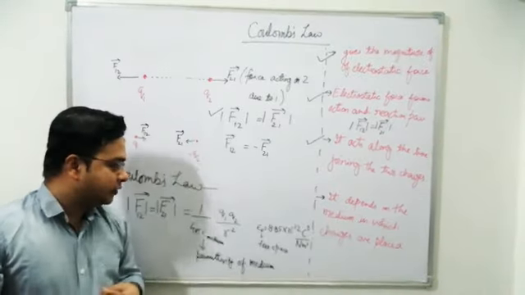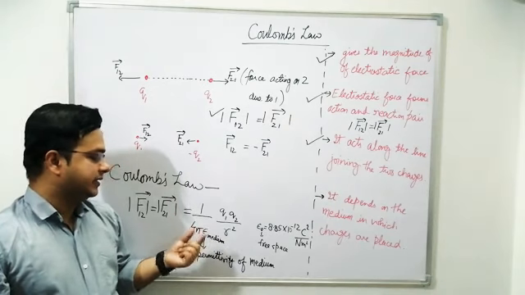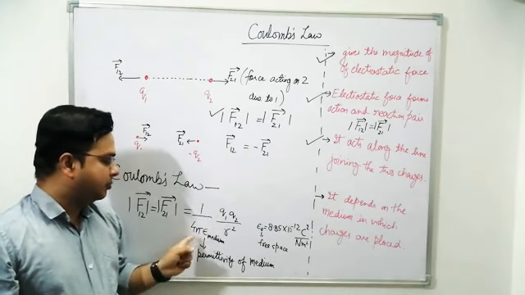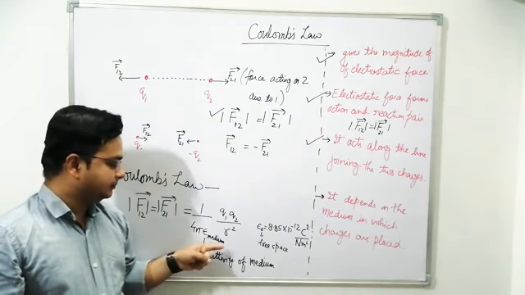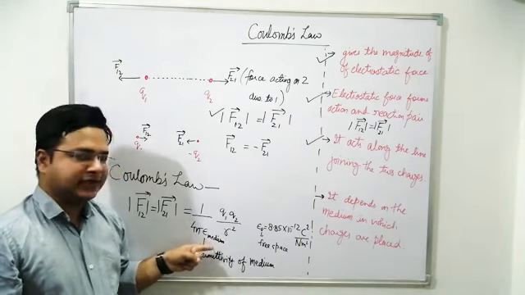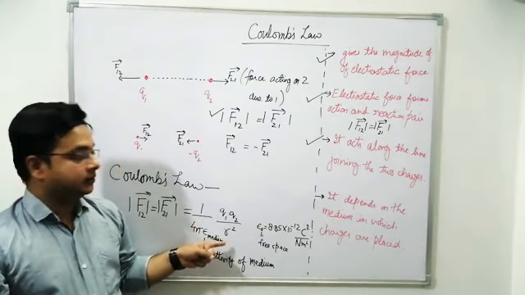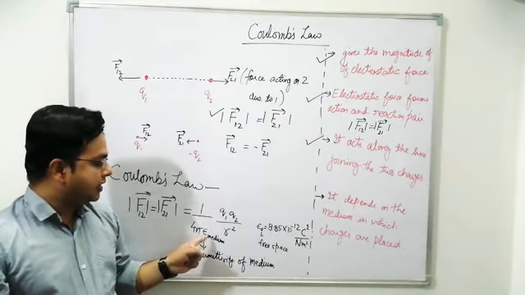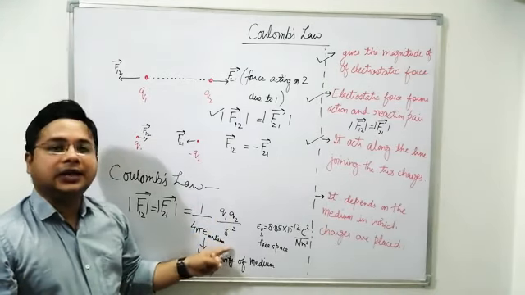So what is the magnitude of F12 and F21? The magnitude of the force is given by 1 upon 4 pi epsilon, where epsilon is the symbol for the medium. I'll explain this. What does it mean? Q1 Q2 by R square. So this is 1 upon 4 pi epsilon of the medium, Q1 Q2 by R square.